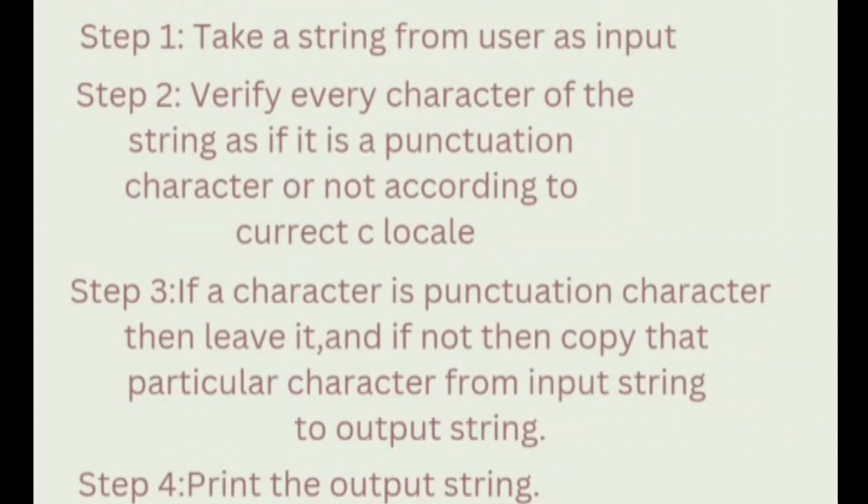As shown in the slide, the algorithm consists of five steps. The first step is to start, and the next step is to take the string from the user as input. The next step is to traverse through each and every character of the string and verify whether it is a punctuation character or not, according to the current C locale shown in the previous slide. The next step is, if a character is a punctuation character, then leave it, or else copy that character from the input string to the output string, in order to produce an output string without any punctuation characters. The next step is to print the output string, and the last step is to stop.